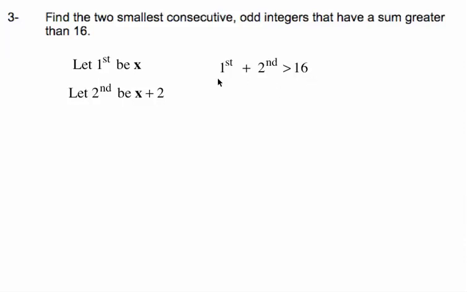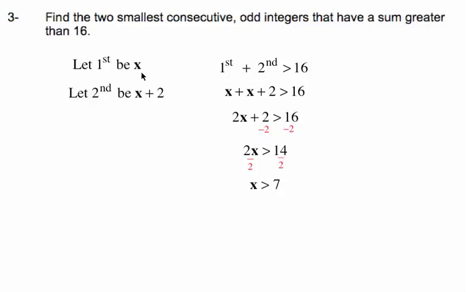Okay, so the first is really x, and the second is x plus 2, so I replace that: is greater than 16. I'm going to add the x's, and so we get 2x plus 2 is greater than 16. Now I'm going to subtract the 2 to get the 2x alone, and that gives me 2x is greater than 14. Now let's divide by 2 on both sides. So we have x is greater than 7.